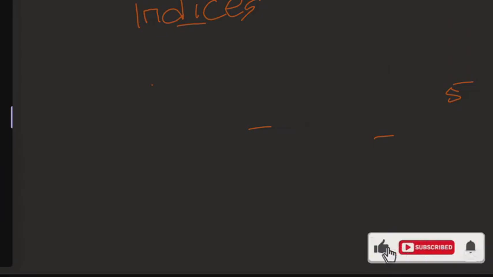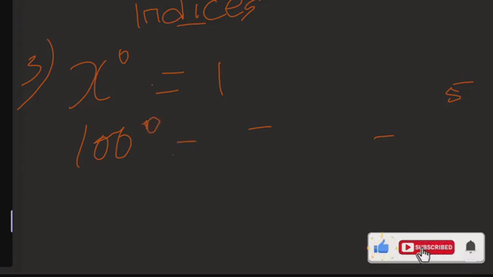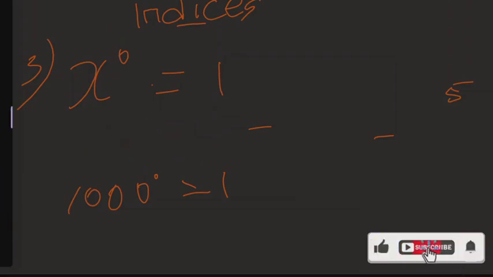Now for the next law, let's talk about the zero law. If we have x raised to the power of 0, this is equal to 1. The law says that whatever number is raised to the power of 0 is equal to 1. For example, 100 raised to the power of 0 is equal to 1, and 1000 raised to the power of 0 is equal to 1. So whatever number raised to the power of 0 equals 1. That's it for this zero law, it's as easy as that.